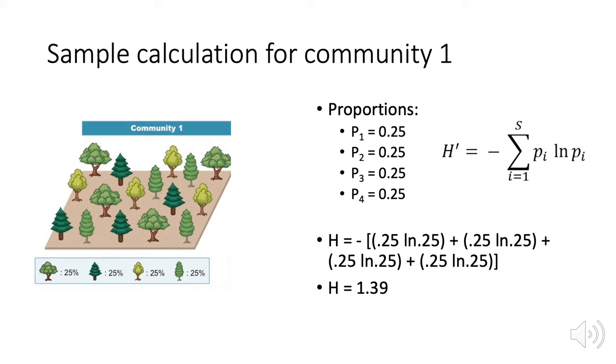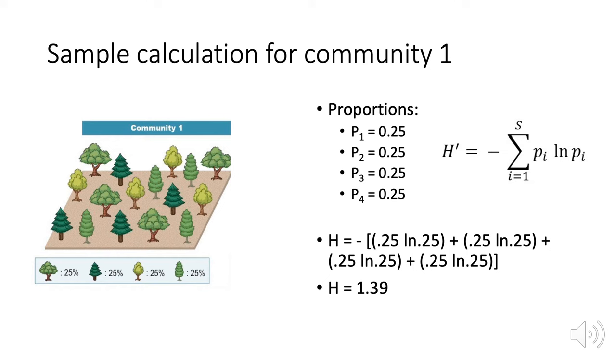Let's do a diversity calculation based on counts. In community 1, you can see that there are 16 total individuals. There are also 4 different species. In this community, there happens to be 4 individuals of each species. So, for the proportion of each species, it's simply the number of individuals of that species, 4, over the total number of individuals, 16, or 25%, 0.25. Here we have a highly even community. All species are equal in abundance. All 4 species have proportions of 0.25.